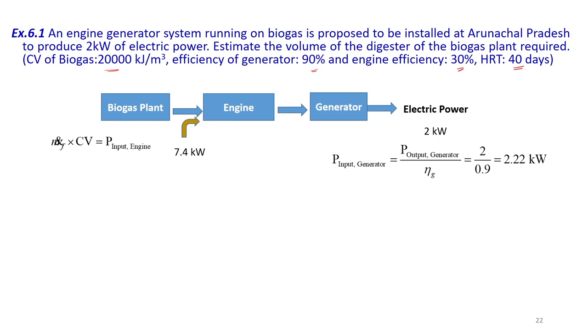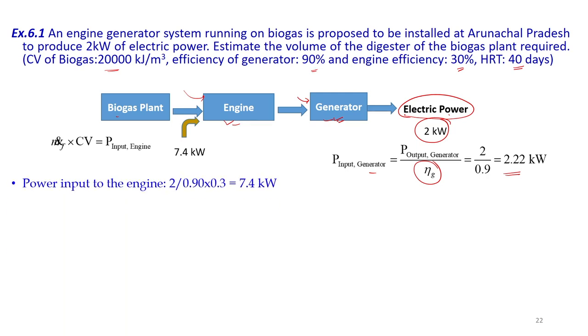So we can write this: biogas plant, engine, generator, and the electric power we need to generate, and that is 2 kilowatt. Okay. So the input energy required will be the output divided by generator efficiency. And again, input to the engine is equal to the output divided by generator efficiency and engine efficiency. So input to the generator is about 2.22 kilowatt, because generator efficiency is 90%. So power input to the engine here is 2 divided by 0.9 multiplied by 0.3, which is 7.4 kilowatt.